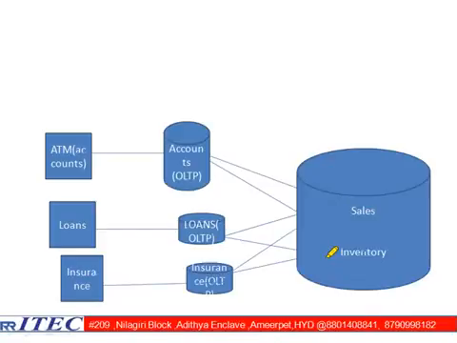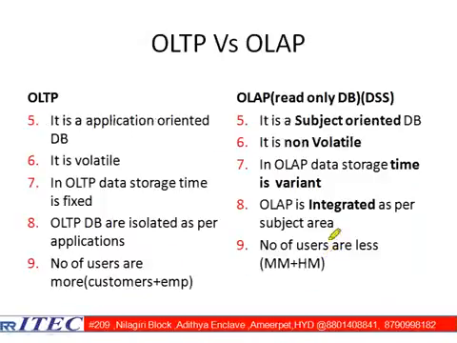OLTP versus OLAP. If you really understand this, here I require 4 properties, sir. One is subject oriented, second is non-volatile, third is time variant, fourth is integrated. These 4 properties are very important. They are also called data warehouse properties or data warehouse characteristics. Why? If I give one database to your hand, if any database is supporting these 4 properties, I can certify that as a data warehouse.